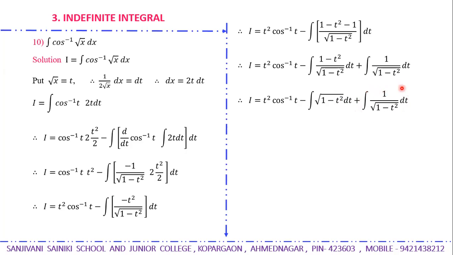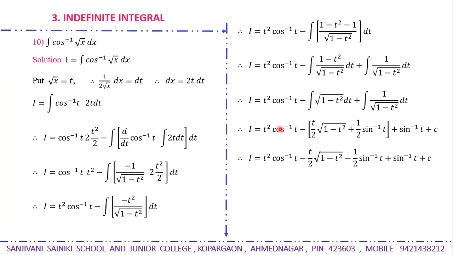So here I will get the integration sin inverse of t, and here you have to use the formula integration of root a square minus x square is given by x by 2 root a square minus x square plus 1 by 2 sin inverse of t. So t square cos inverse of t minus t upon 2 root 1 minus t square minus 1 upon 2 sin inverse of t plus sin inverse of t plus c. So add and subtract these two, you will get 1 upon 2 sin inverse of t plus c.